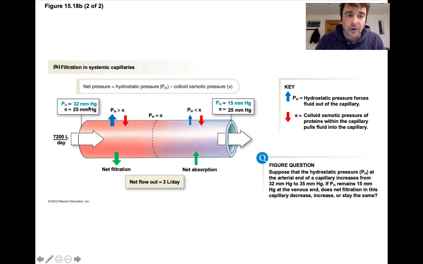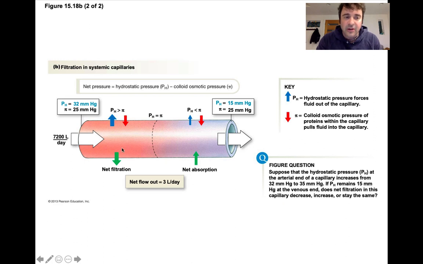So, you have hydrostatic pressure, in this case 32 millimeters of mercury. What's indicated by pi is BCOP, or blood colloid osmotic pressure. 32 minus 25 gives us a net filtration pressure of 7. A positive net filtration pressure means that there is going to be the flow of blood plasma into the interstitial space. Plasma to the interstitial space is called filtration, and you're going to get net filtration.